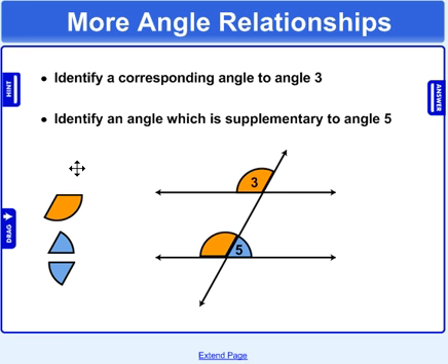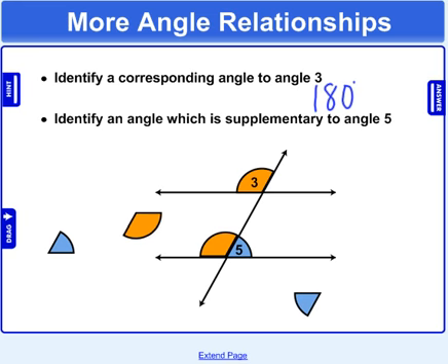Okay, our next one says, identify an angle which is supplementary to angle 5. Supplementary means add to 180. Okay, so we need an angle that's next to it that adds to 180. Okay, well, am I going to use blue or am I going to use an orange? I'm not sure yet. Well, this blue angle is kind of small, so I kind of need a bigger one if I want to add up to 180. So where to put it? Well, I have actually a couple positions I could put it.